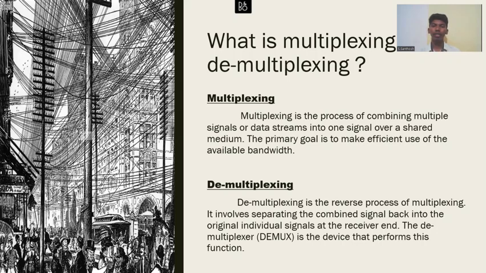And demultiplexing is the reverse of multiplexing, where all the data that is summed up into one is split into the respective paths. That is, multiplexing is used at the sender end, and demultiplexing is used at the receiver end, to separate the data back and give it properly to the respective channels. Demultiplexing is the reverse process of multiplexing. It involves separating the combined signal back into the original individual signals at the receiver end. The demultiplexer is a device that performs this function.